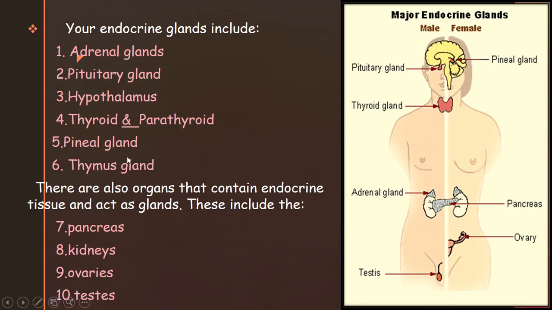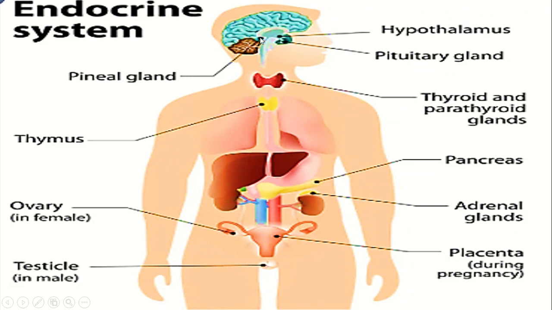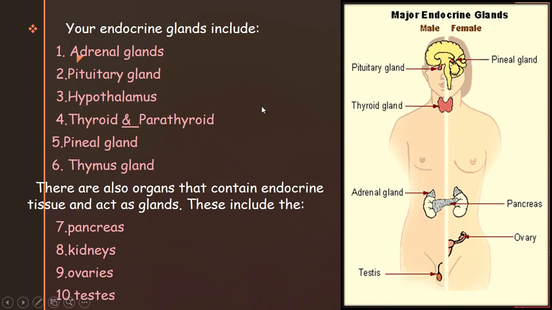The pineal gland is also situated in the brain. The thymus gland is located between the lungs, at the center of the chest. The organs that contain endocrine tissue and act as a gland are the pancreas, which you see here, the kidneys, which are here, with the adrenal glands situated above the kidneys, the ovaries in the female and the testes in the male. So these are the endocrine glands.